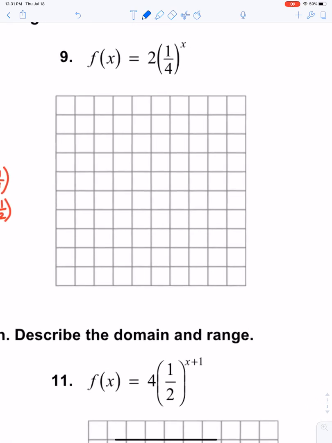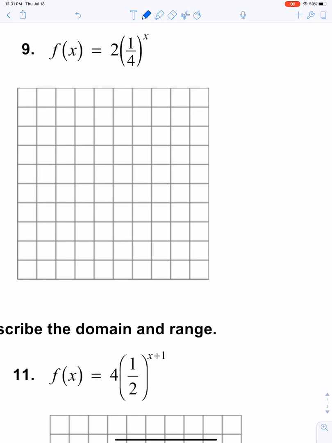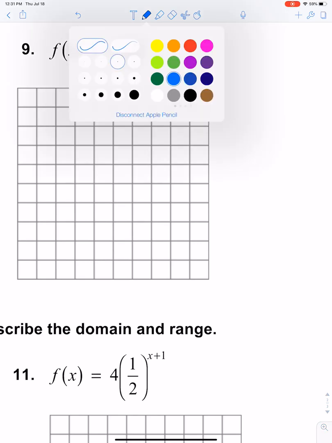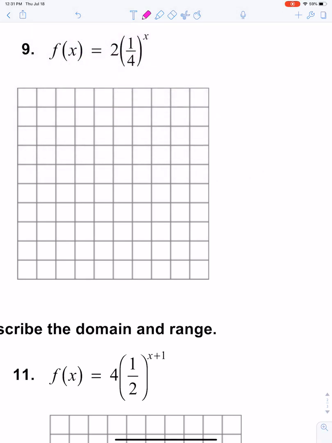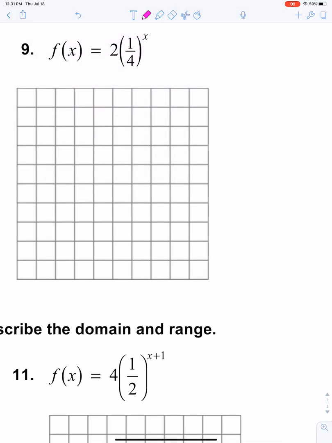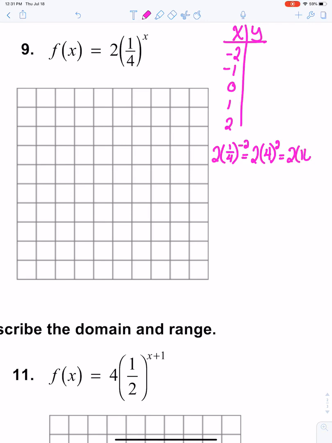All right. So again, when you're graphing an exponential function, you really want to make that table. So I'm going to make that xy table. And start with -2 and -1 and 0, 1, 2. Okay. So 2 times 1/4 to the -2 power, that flips the 1/4 to a 4/1 and squares it. So 4 squared is 16. 2 times 16 is 32.